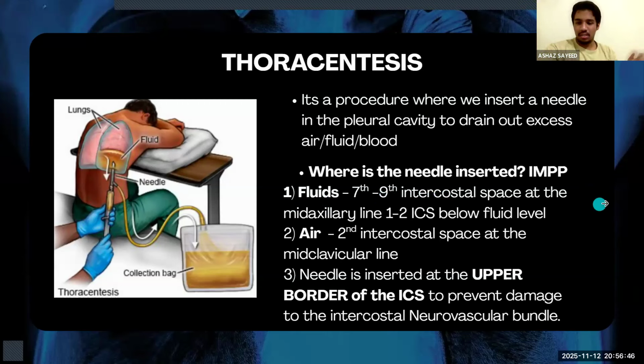seventh to ninth intercostal space. So you have your seventh rib, you have your ninth rib, and the intercostal space of any of these, okay? At the mid-axillary line. So just kind of here, okay? Mid-axillary line. And 1 to 2 intercostal spaces below the fluid level.